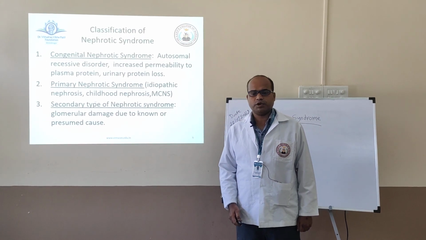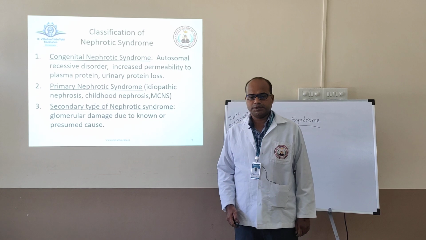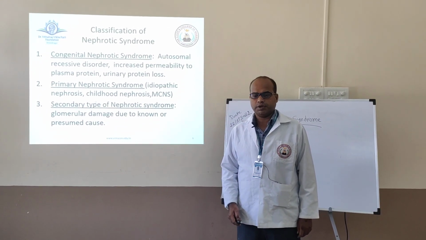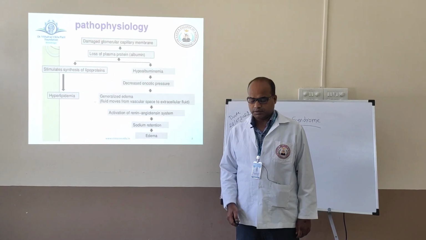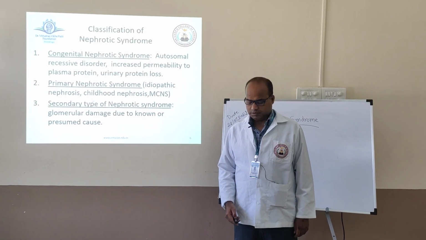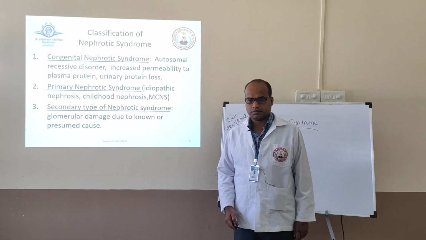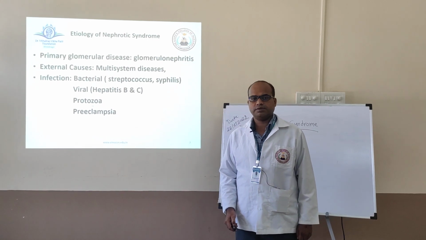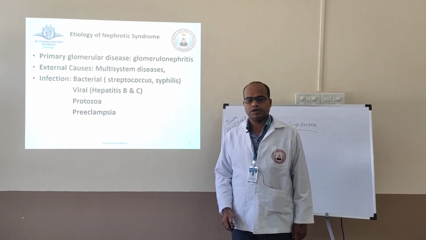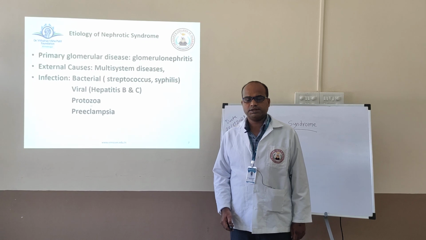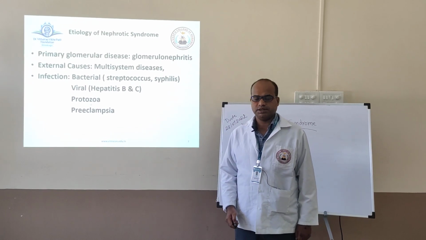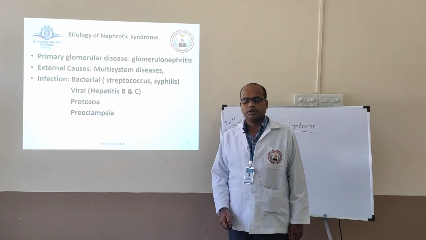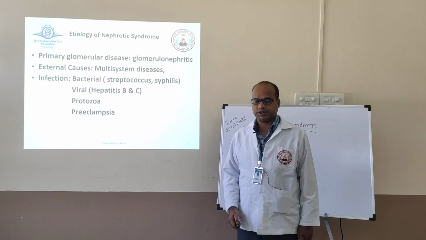Now the classification of nephrotic syndrome. There are three types: congenital nephrotic syndrome, primary nephrotic syndrome, and secondary nephrotic syndrome. Etiology of nephrotic syndrome: the first one is primary glomerular disease, glomerulonephritis, and external causes like multisystem disease, infections like bacterial, viral or protozoal, or it can also occur because of allergy.